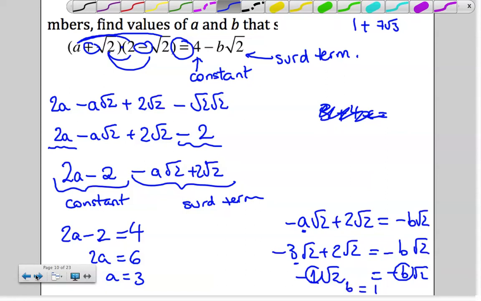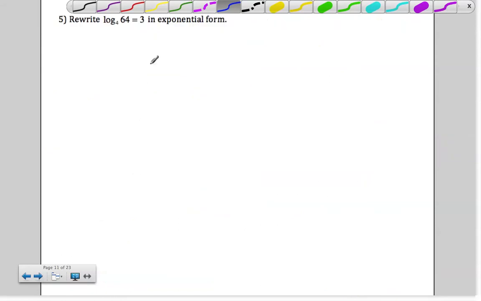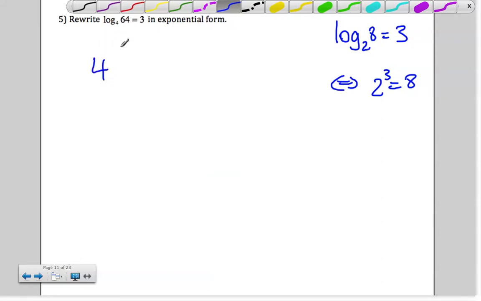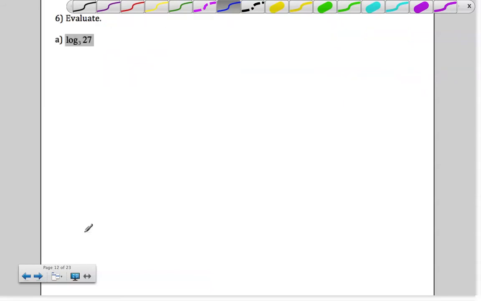I can give you another one of those examples if you need it. On to logs. So our basic log is log base 2 of 8 equals 3, if and only if 2 to the 3 equals 8. They want this in exponent form, so the base is 4, cubed is 64, which is true.